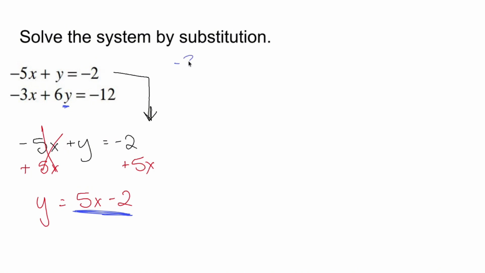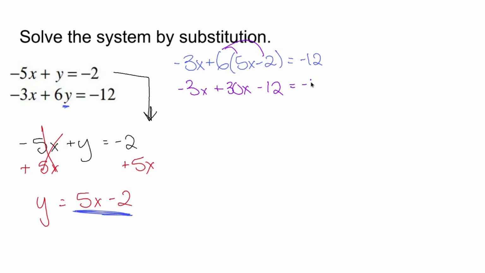So I'm going to write the bottom equation, negative 3x plus 6, and instead of y, I'm going to substitute in 5x minus 2. Close the parentheses, equals negative 12, and we just have a bunch of ugly math right now to deal with. Okay, distributive property, 6 times 5x is 30x. 6 times negative 2 is negative 12. Drop down the negative 3x, drop down the plus sign, drop down the equals, drop down the negative 12.